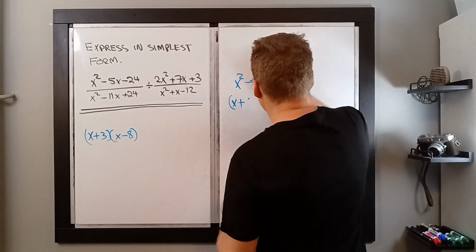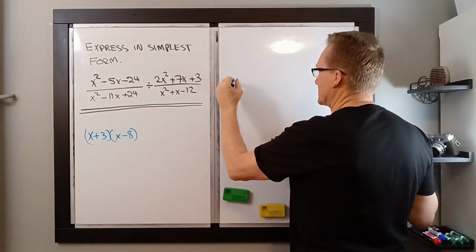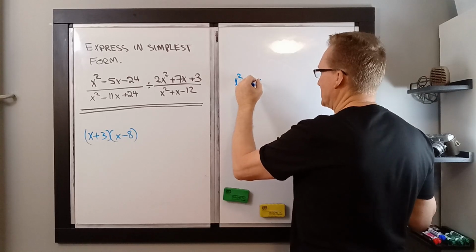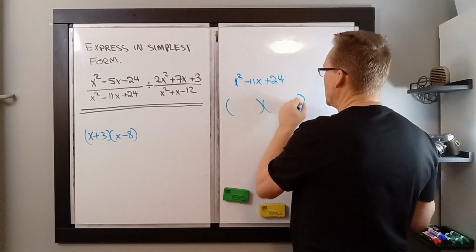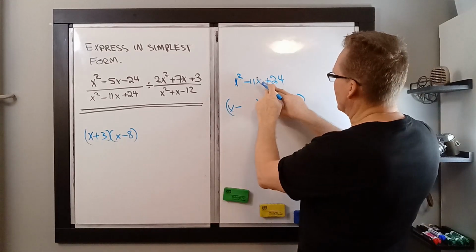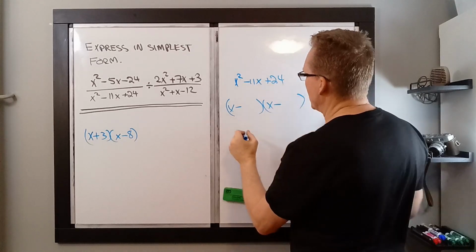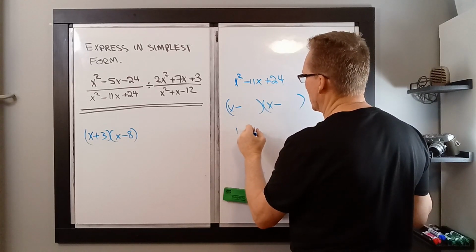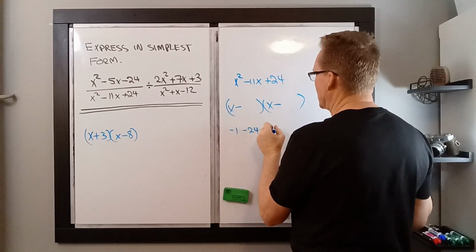Let's take a look at the second term, the bottom one. This one right here. So it's x squared minus 11x plus 24. How can we factor that in a nice, clean way? This has to be an x, this has to be an x, and they both have to be negative for this to be positive and this to be negative. Now we have two terms that multiply to 24. It can't be 1 and 24, because since they're both negative, that would give us minus 25.